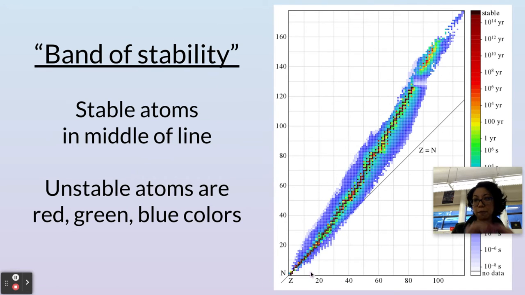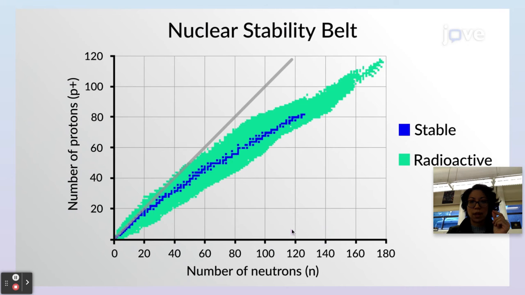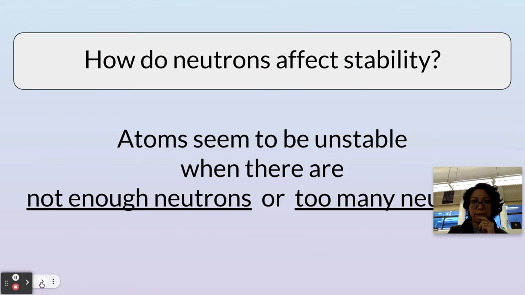if you make a graph of different atoms, and on the bottom you have the number of protons, and on this side you have the number of neutrons, you'll start to see, like, in the middle of the line, that's where atoms are stable, and on the sides are where they're unstable. Okay. So I think actually I'm going to show you a simulation here. Hold on.